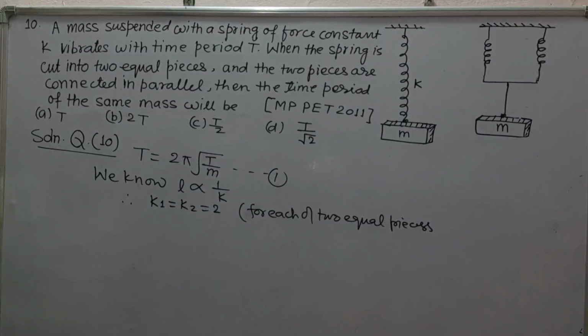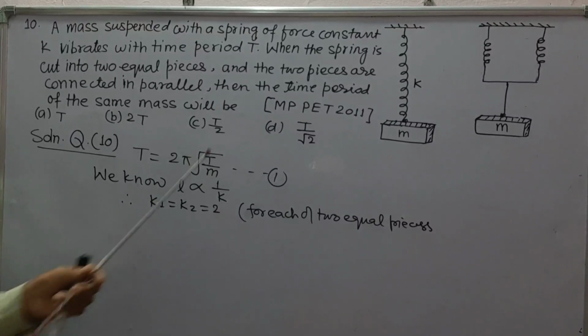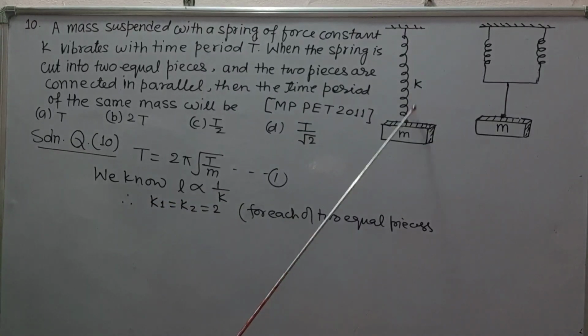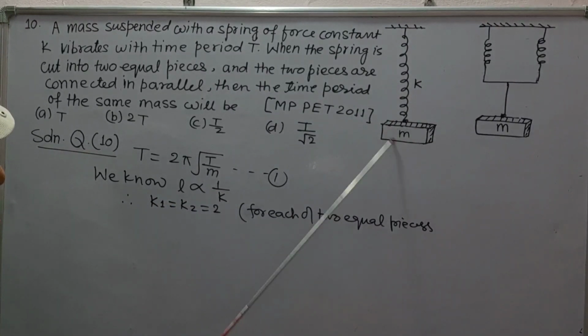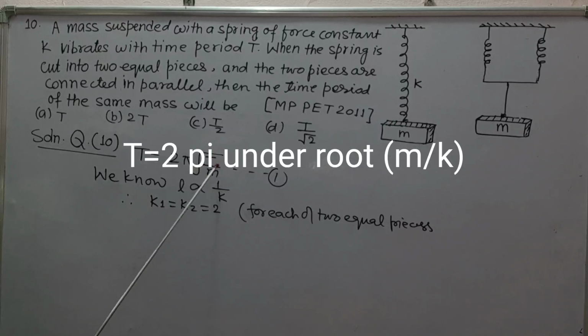Next question number 10. The question is, a mass suspended with a spring of force constant K vibrates with time period T. When the spring is cut into two equal pieces and the two pieces are connected in parallel, then the time period of the same mass will be. Here, suppose this is the spring of force constant K and a mass m is suspended to it. Then its time period will be equal to 2 pi under root m upon K.